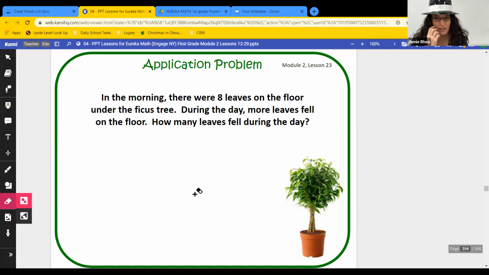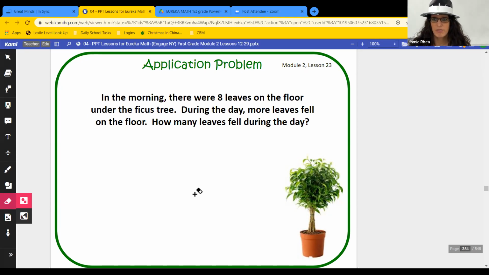So let's get started. You can read with me, you can copy me, you can just listen. It's okay. Let's read it. Here we go. But I want you to follow along. In the morning, there were 8 leaves on the floor under the ficus tree. During the day, more leaves fell on the floor. How many leaves fell during the day?